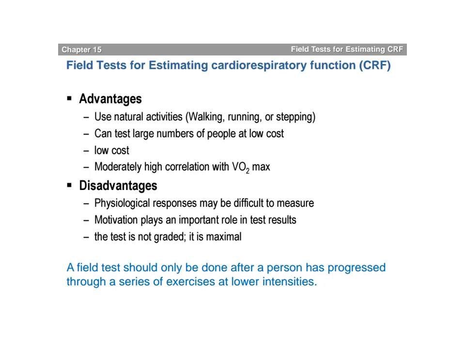Another disadvantage is motivation. So obviously there's different levels of motivation between different people. So someone who's highly motivated will show up as being more fit than a person who's actually fit but just less motivated to really push themselves. So this brings us to this last disadvantage, which is the tests are not graded. They're generally going to be maximal tests. So we're trying to get the individuals to really push themselves. And that gives us a better idea of where they stand in terms of cardiorespiratory function using these field tests. So finally, field tests usually should be done with a person who's progressed through a series of exercise at lower intensity.